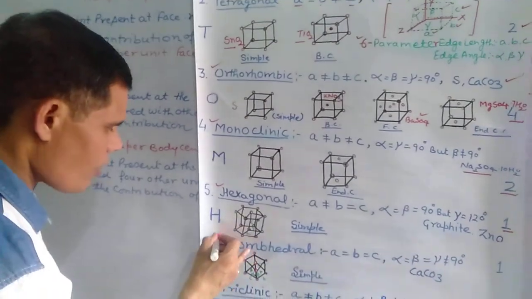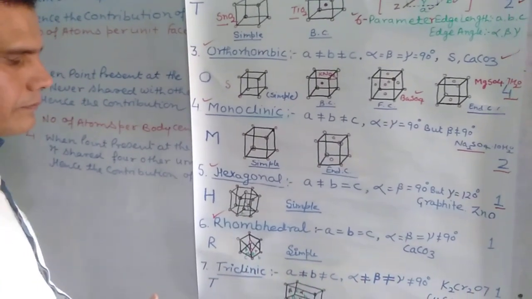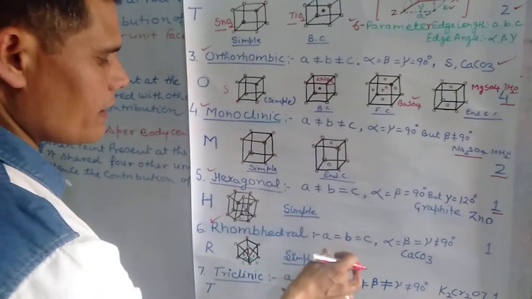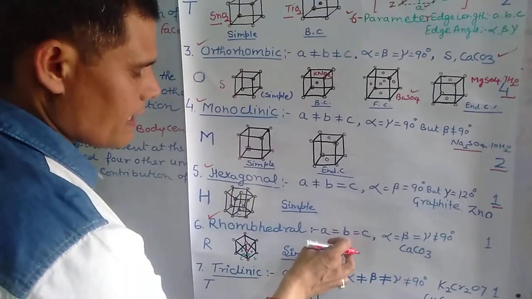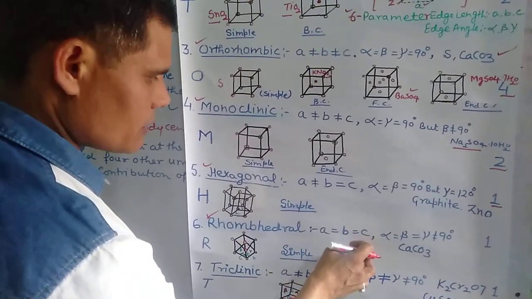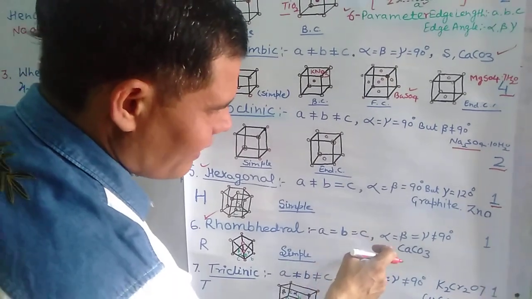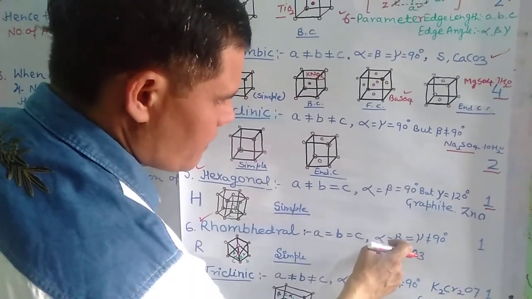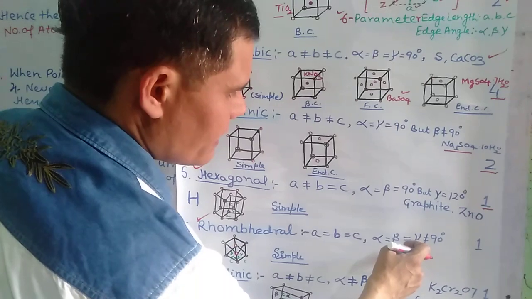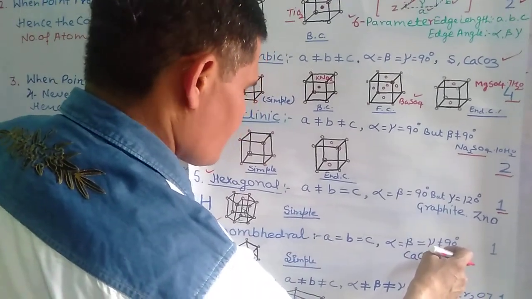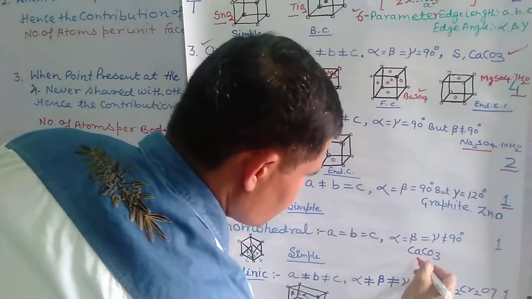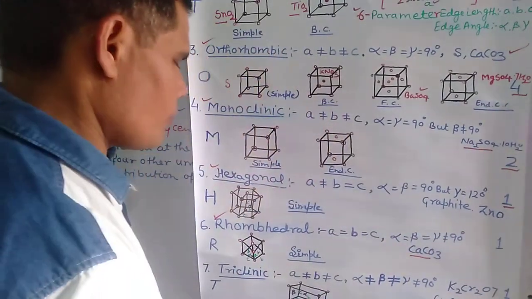Next one is rhombohedral. It is identified by the parameters when A equal to B and B equal to C and alpha equal to beta, beta equal to gamma and gamma not equal to 90 degrees. The example is calcium carbonate.